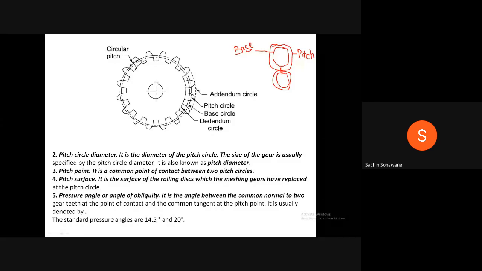This is the base circle. The bigger gear is known as the wheel. The smaller gear is known as the pinion. Now, what is the pressure angle?